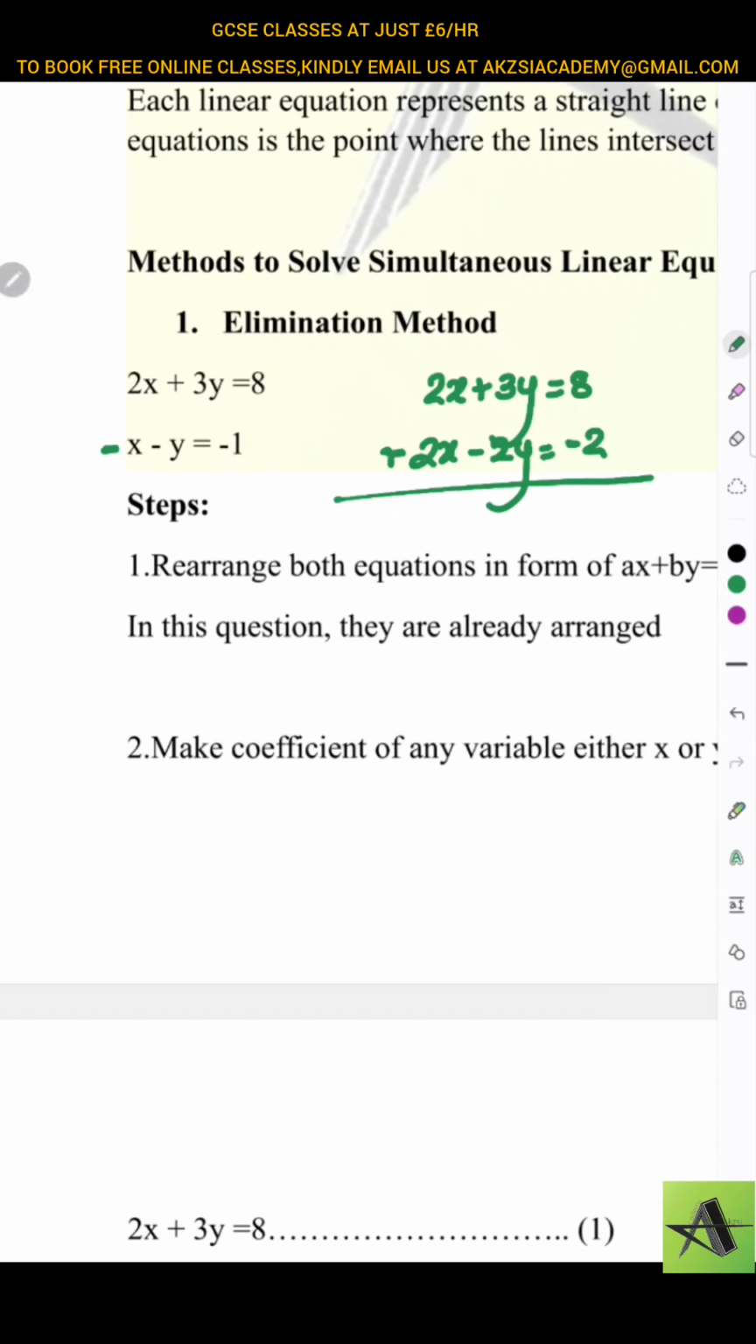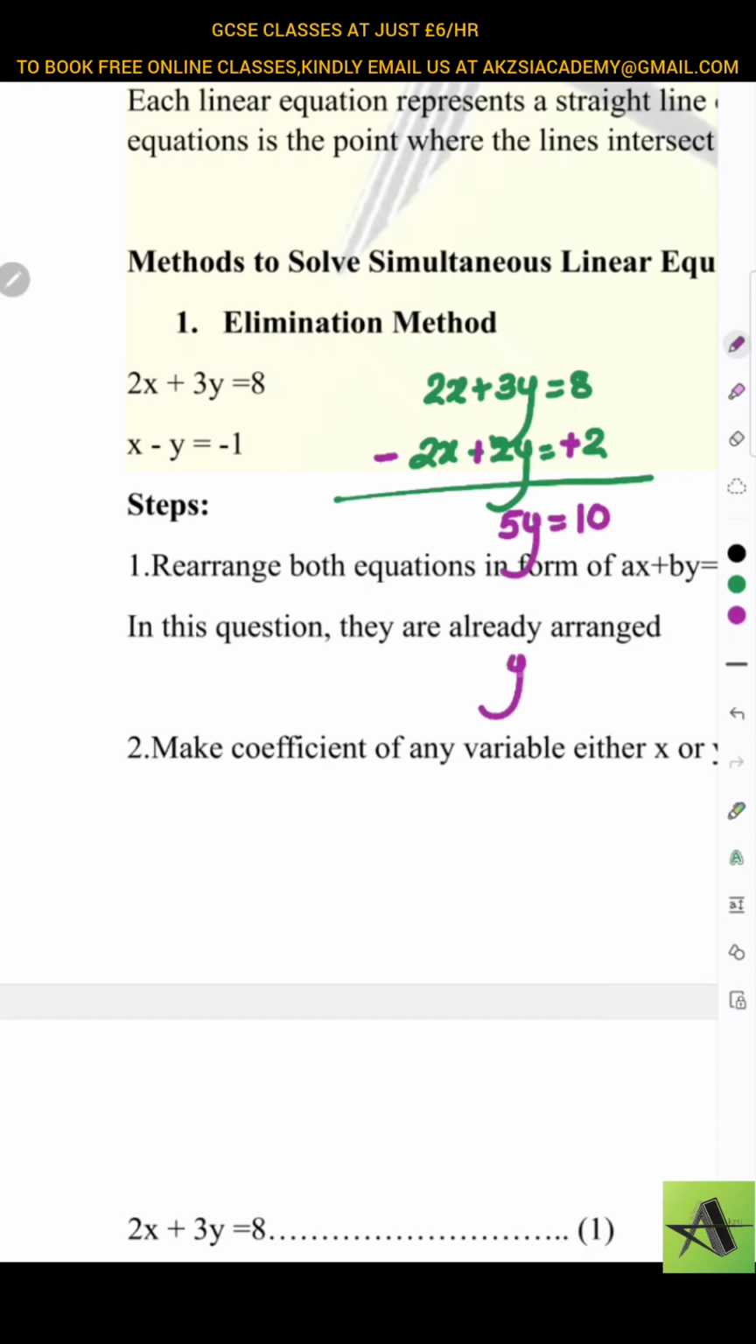But here it's positive, and if it's positive, I have to subtract. If I'm subtracting, the sign will change. This will become negative, and obviously this will become positive. If I'm writing 3y minus 2y, obviously this will become positive. If it's difficult to understand, just think: whenever you're subtracting, the sign of the bottom terms will change. So 2x minus 2x is 0, 3y plus 2y is 5y, and 8 plus 2 is 10.